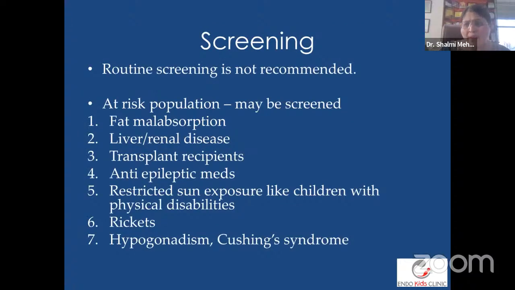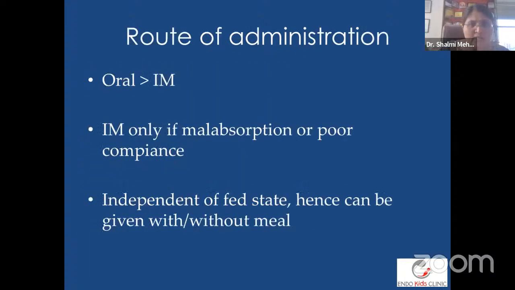Routine screening is not recommended, but yes, you often get these patients where you may want to screen them for vitamin D. Ideally, vitamin D has to be given to each and every child. But yes, you would want to do a test for these people who are at risk of developing vitamin D deficiency. So I'm not going much into the details of that.